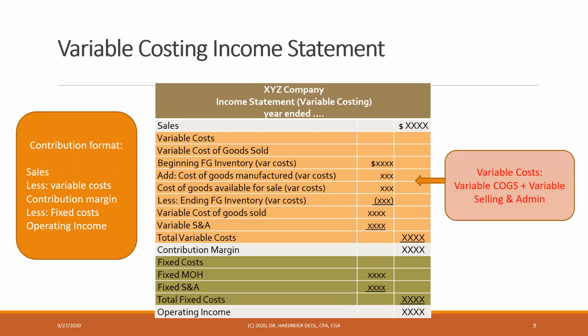So here, your variable cost is made up of your variable selling and administrative expenses and your variable cost of goods sold. Your fixed cost is made up of your fixed manufacturing overhead and your fixed selling and administrative expenses. So all variable costs are represented in the variable section.